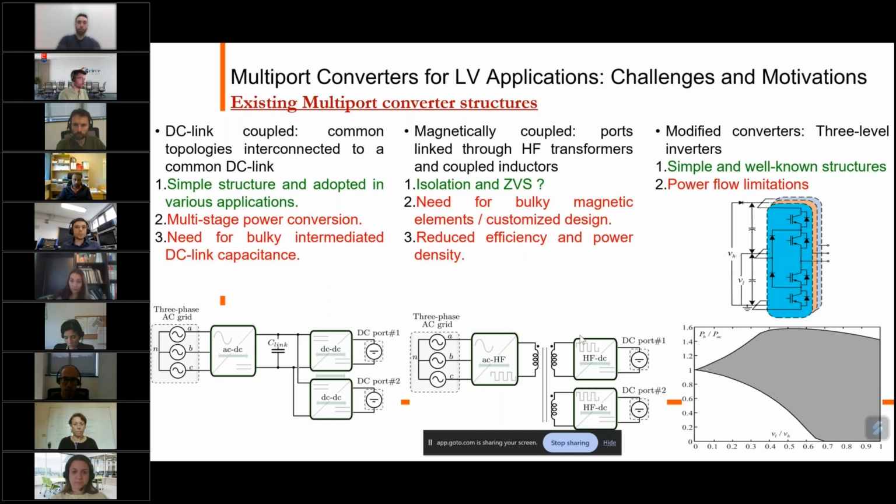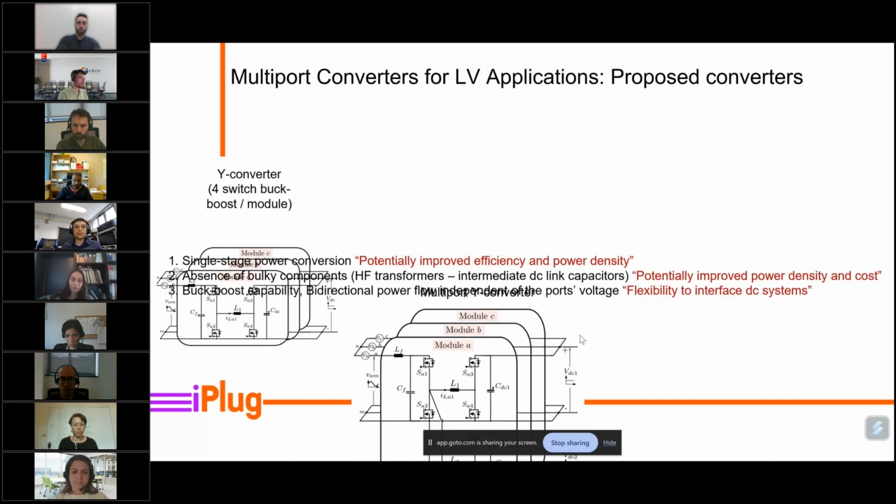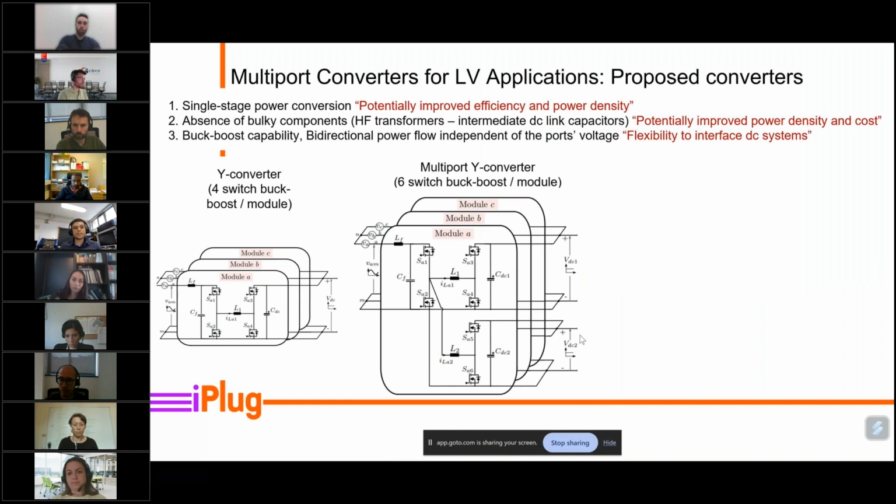So that's why we propose novel topologies starting from a 2-port topology called the Y converter. It's an interesting topology, has a lot of features like single stage power conversion, buck-boost capability. The first topology we have proposed is called the multiport Y converter. So we extended the 2-port topology to have more interfaces with these systems.